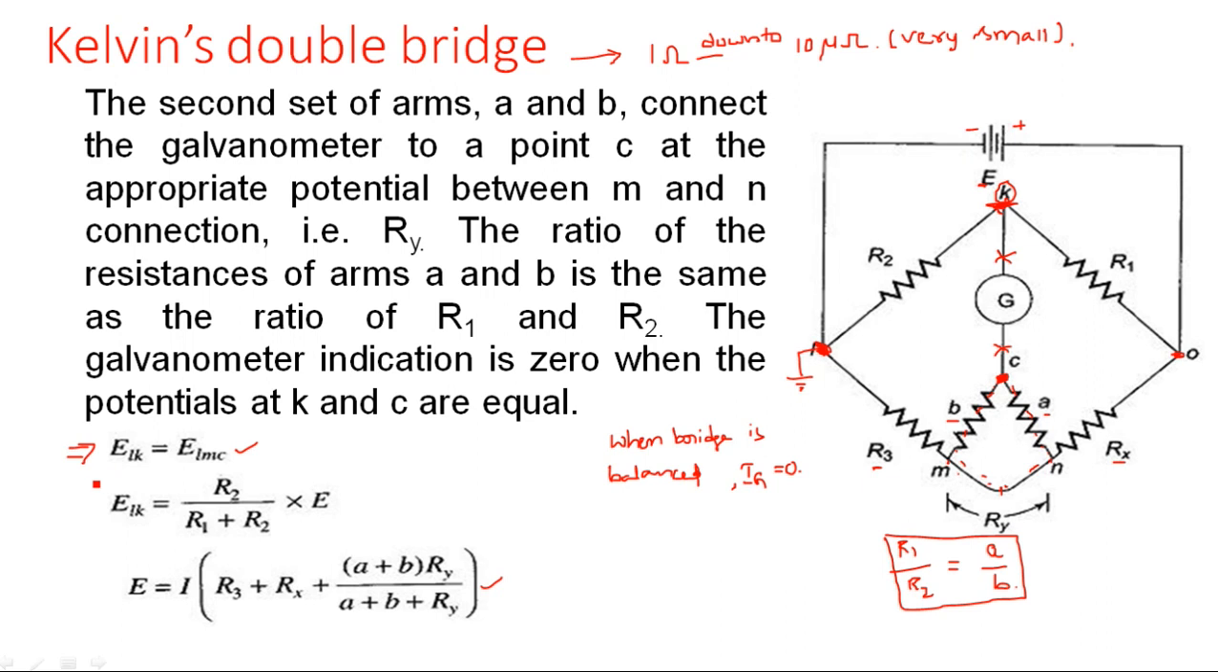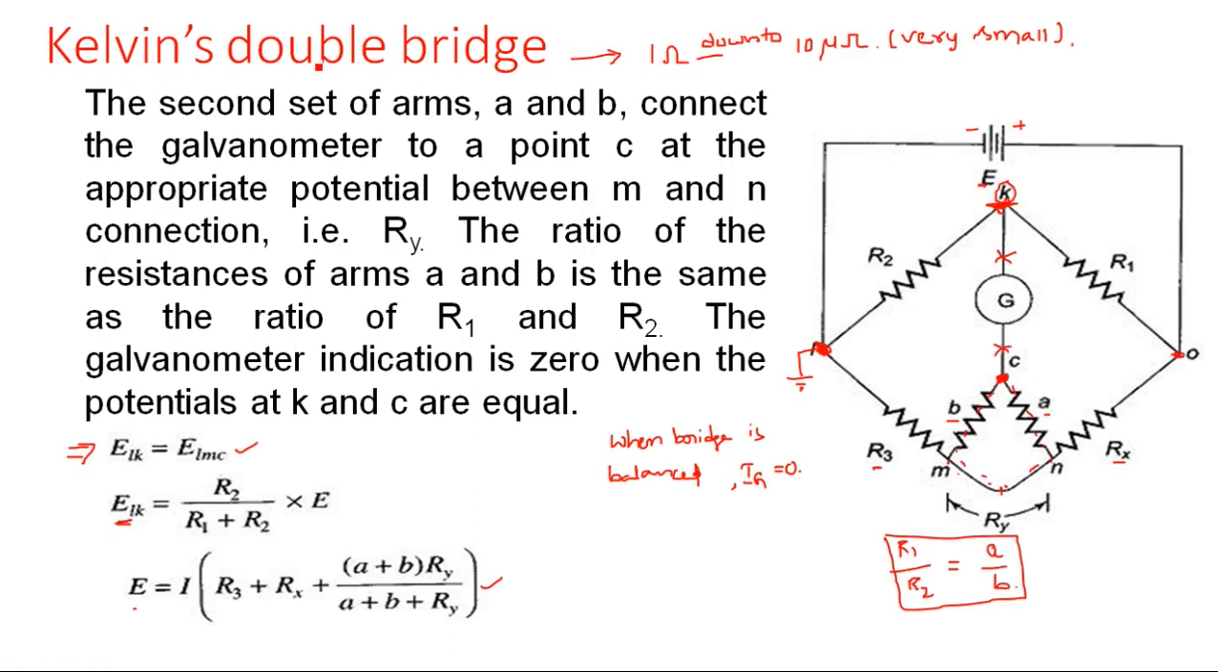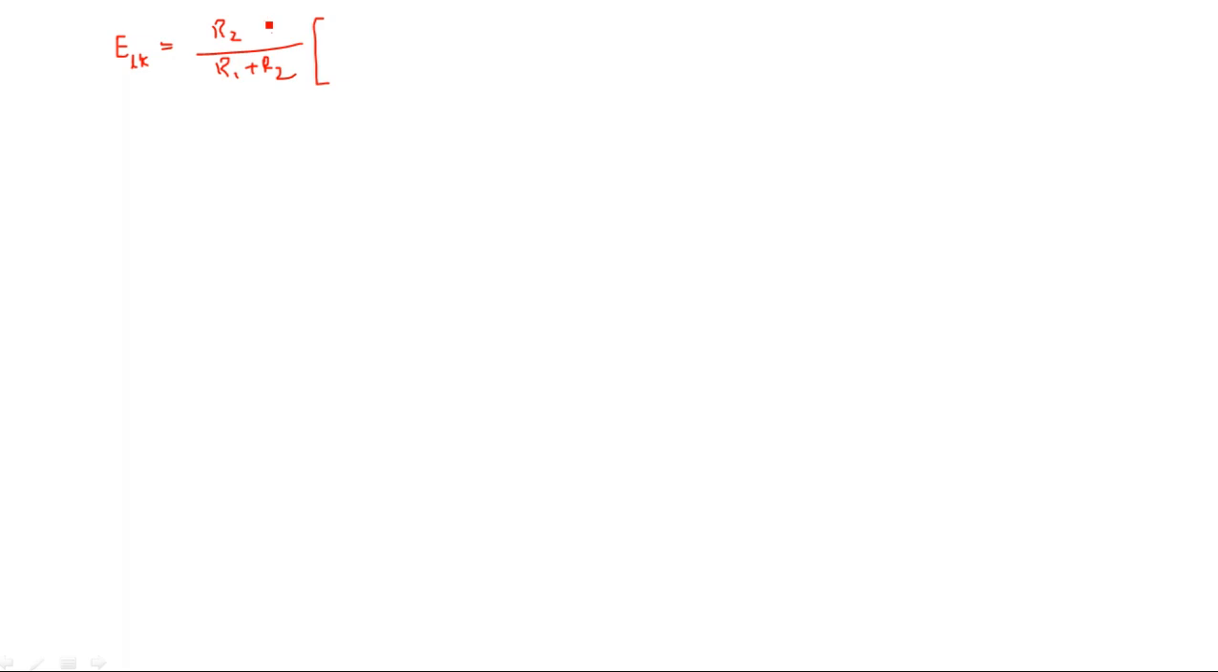Okay, so first ELK is equal to this one. Substitute, already we know ELK. Okay, ELK is equal to R2 by R1 plus R2 into E. Substitute this E in this equation. So ELK is equal to VLK is equal to R2 by R1 plus R2 into what is E, R3 plus Rx, I into I, keep I here, R3 plus Rx plus A plus B into Ry divided by A plus B plus Ry. Okay, this is the equation ELK.